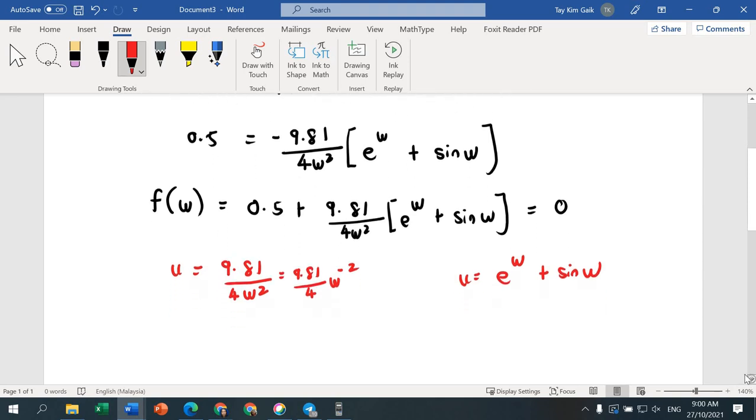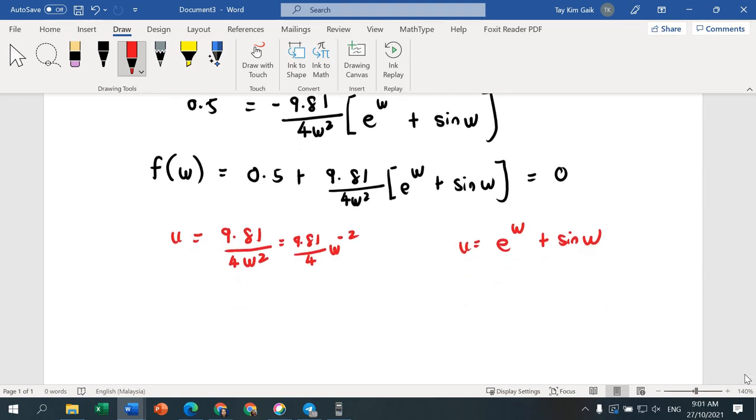Differentiation you have learned in your first subject. I'm not sure whether your faculty calls it calculus or last time called it engineering mathematics 1. To use the Newton method, you must know how to do the differentiation. Otherwise, you have to ask a calculator to differentiate for you. So the u prime, you differentiate with respect to omega, so you have negative 9.81, 2 and 4 simplify, you have 2 here, so omega to the negative 3.